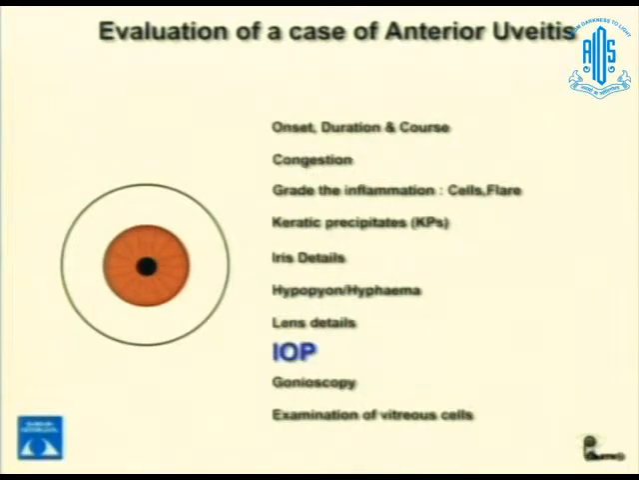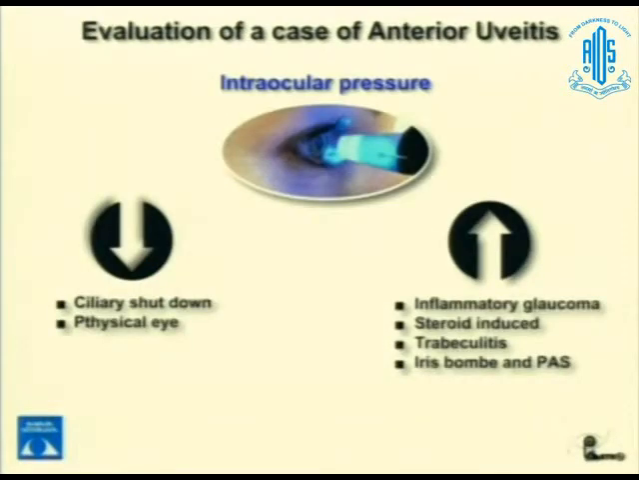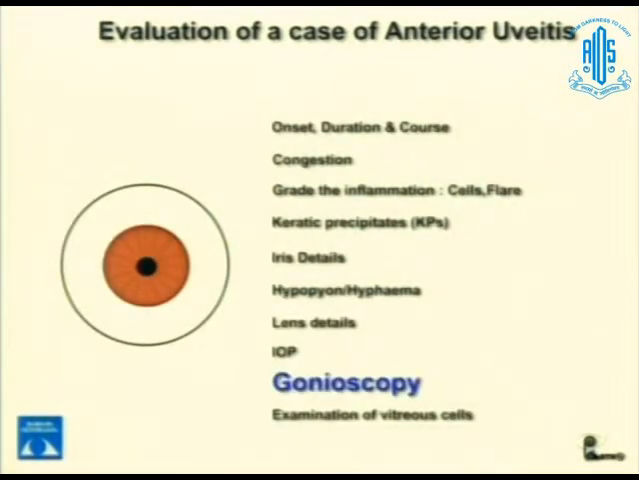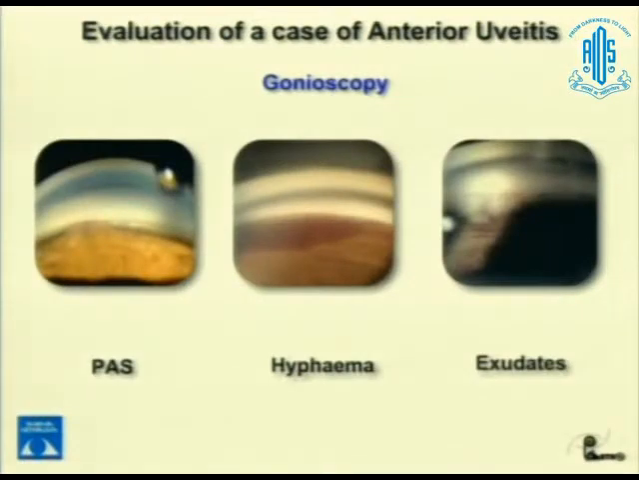Then IOP is very important. There are various inflammatory conditions where intraocular pressure is raised. Then comes gonioscopy. Gonioscopy is very important. It helps us to diagnose peripheral anterior synechiae. Sometimes the hyphema and, very importantly, microhypopyon can be examined with the help of gonioscopy. So gonioscopy is very important in a patient where you are suspecting Behçet disease. This typical entity called microhypopyon is characteristic of Behçet disease. Then you can see the exudates also.